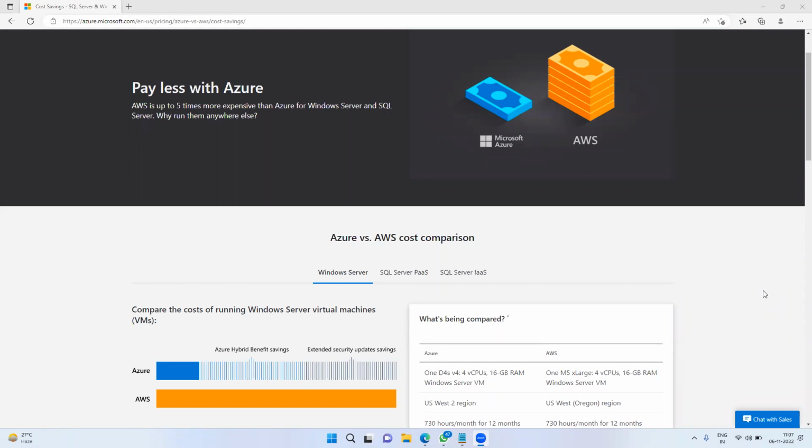Shekhar, regarding the cloud services, this Oracle, MS SQL, everything comes under PaaS, right? Yes, PaaS category, correct. Platform as a service. Okay, okay.